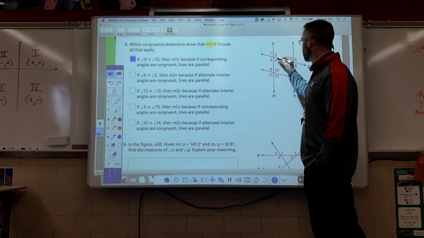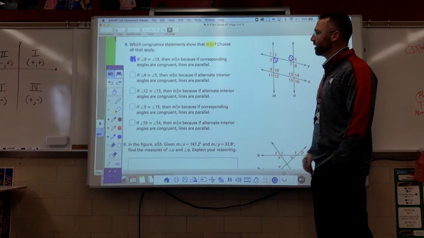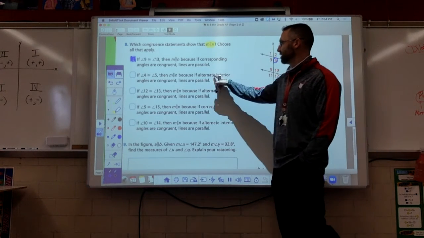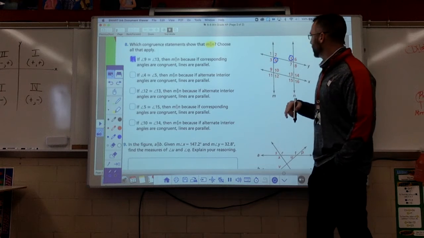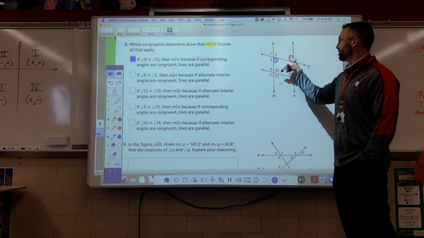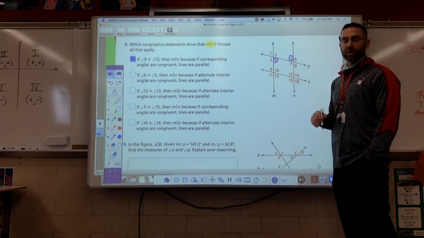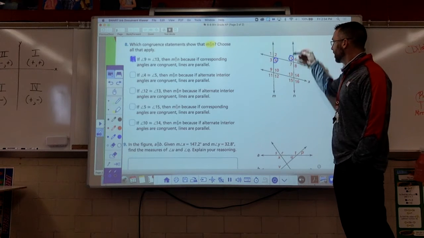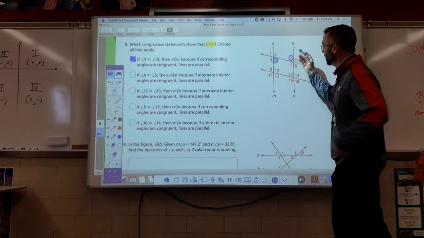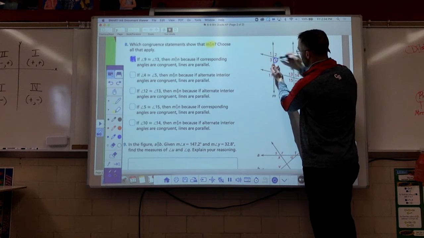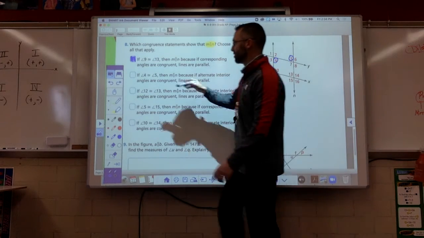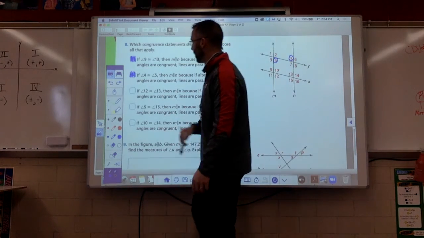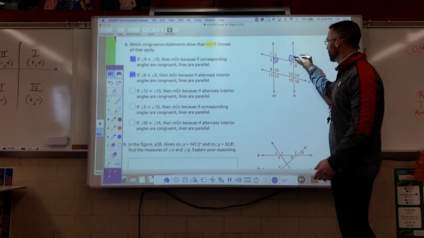Okay, well, let's look. Angle 4, angle 5. They're saying those are congruent because alternate interior angles are congruent. Are those alternate interior angles? Yeah, here's our pair of parallel lines. They're on the inside of them. They're on the opposite side of that transversal. Absolutely. Yep.